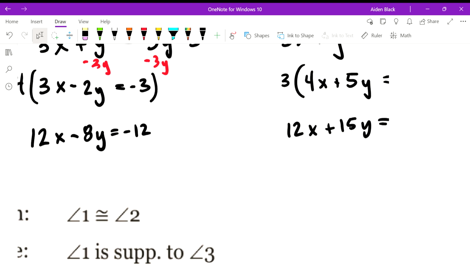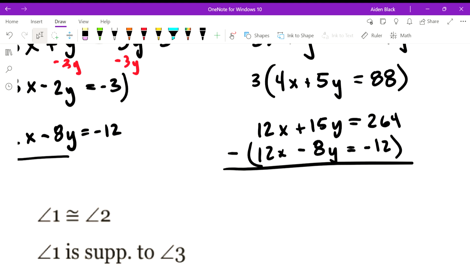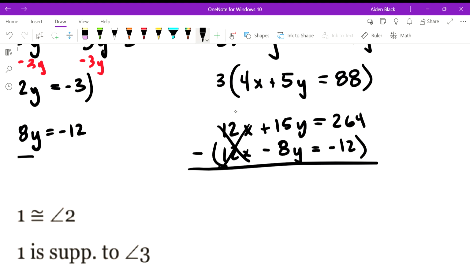So I'm going to rewrite this one below the other one. So I'm going to say 12x minus 8y, and then this is negative 12. Let's be very careful when we're subtracting one from the other when we deal with the subtraction of a negative. So 12x minus 12x, there's our elimination part. Good, we've eliminated the x's, so now we only have a y in the equation. And then we can solve much easier.